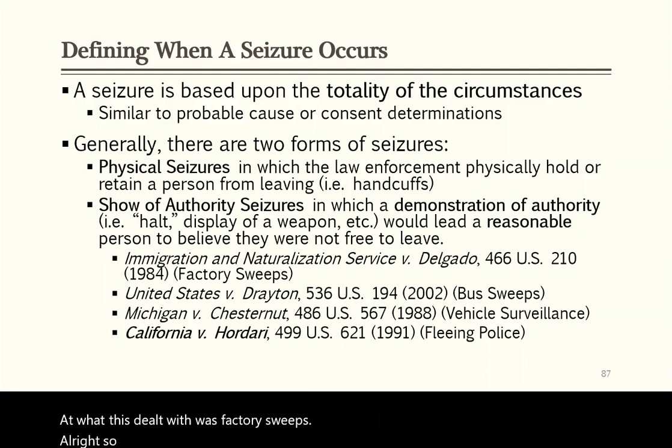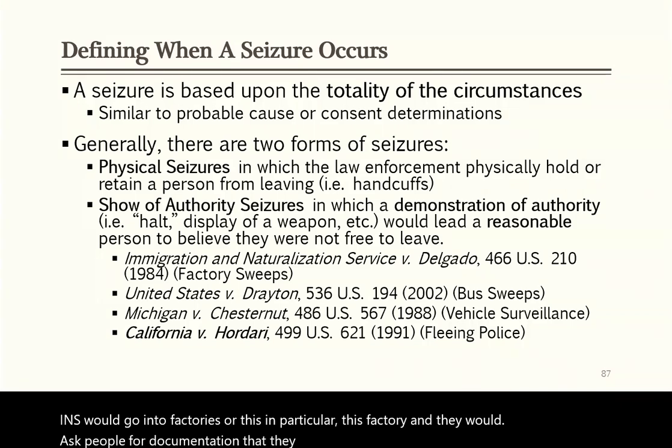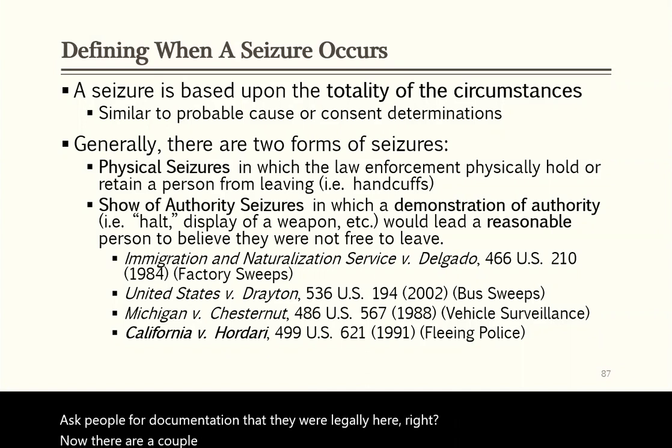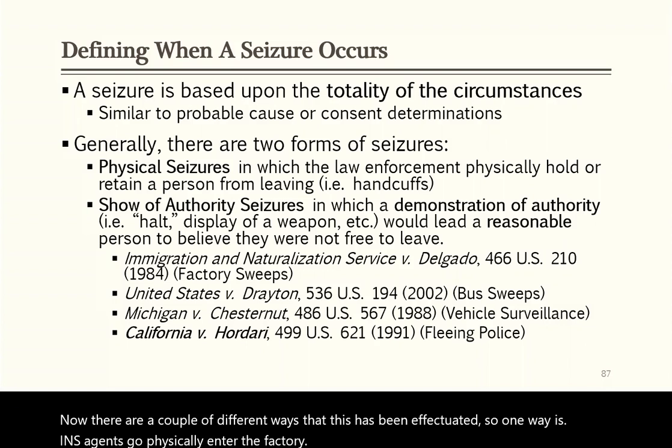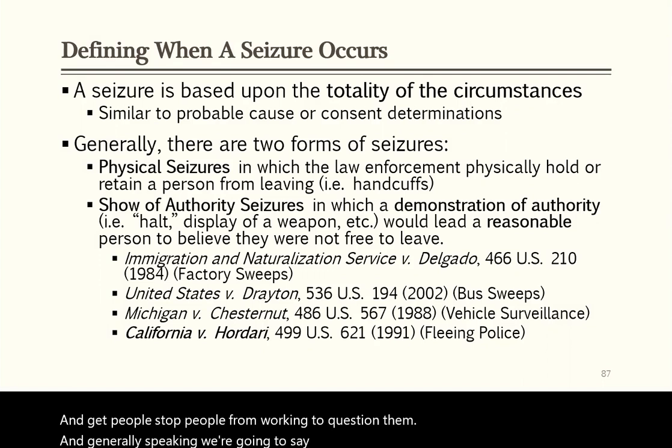So basically, INS would go into factories, or in this particular case, this factory, and they would ask people for documentation that they were legally here, right? Now, there are a couple of different ways that this has been effectuated. So one way is INS agents go physically into the factory and stop people from working to question them. And generally speaking, we're going to say, yeah, that's probably a physical seizure if the person was not able to walk away, right?